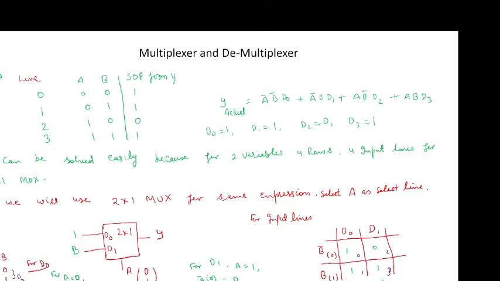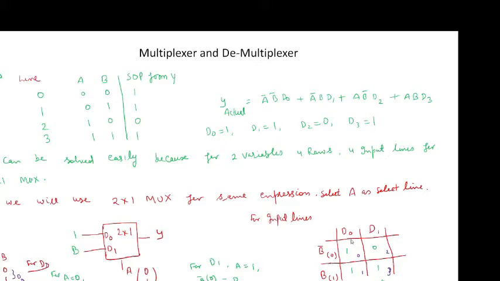So from this table you see that when A is 0, then B is 0 and B is 1. See here that for B equal to 0, I will write B bar. Now this value will be 1, because when A is equal to 0 and B equal to 0, it lies on line 0.